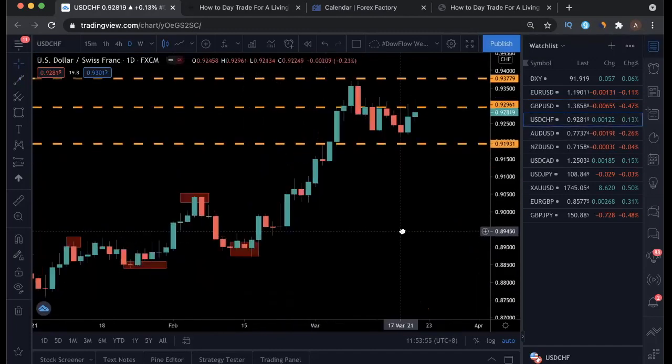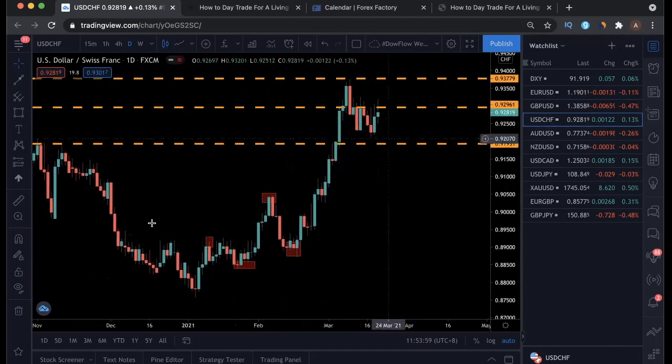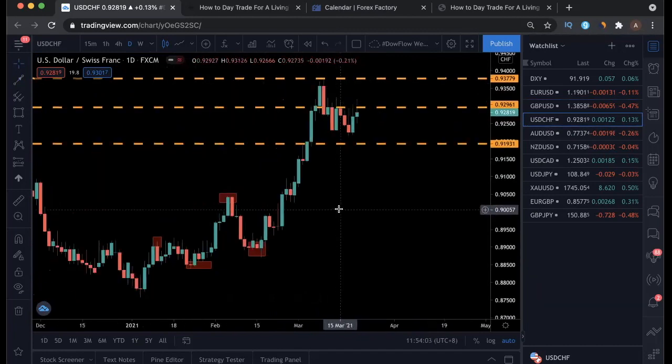Now moving on to dollar franc. Dollar franc, following the MP trading strategy, is also a clear uptrend. You have the high, low, higher high, higher low, higher high. So it's a very clear uptrend.